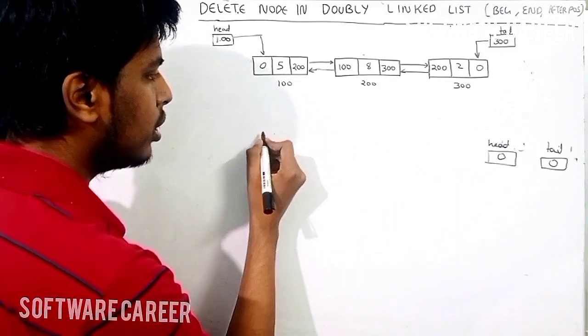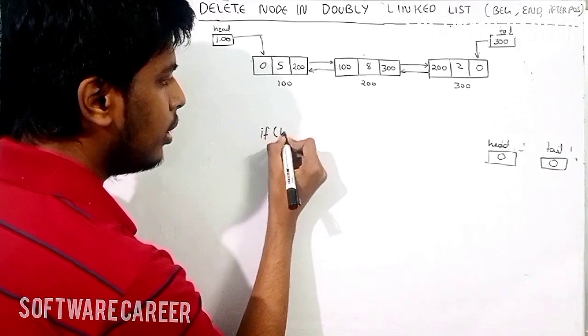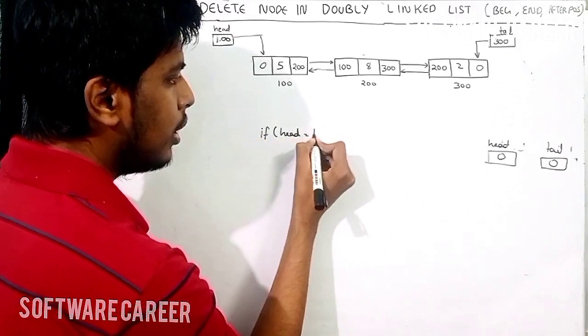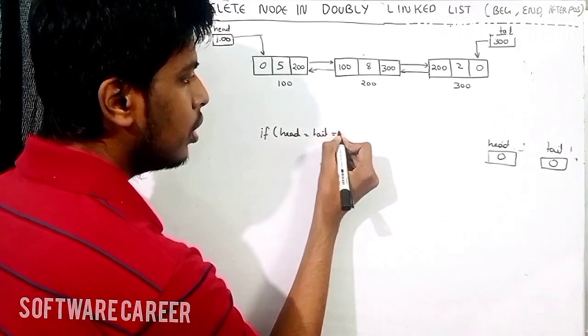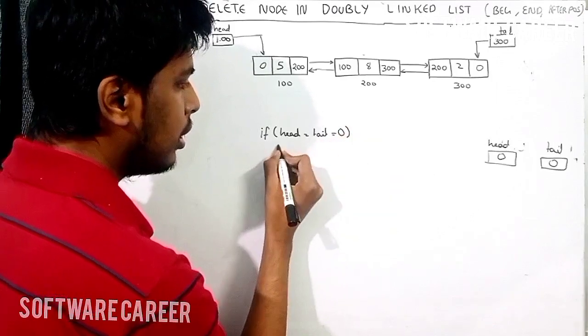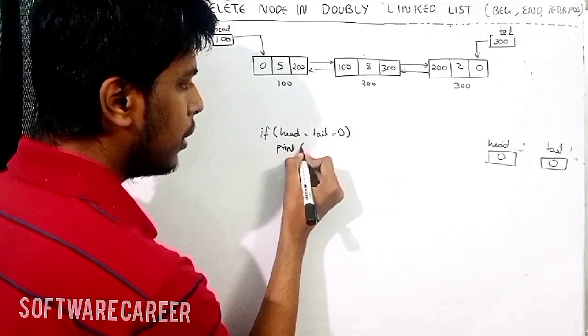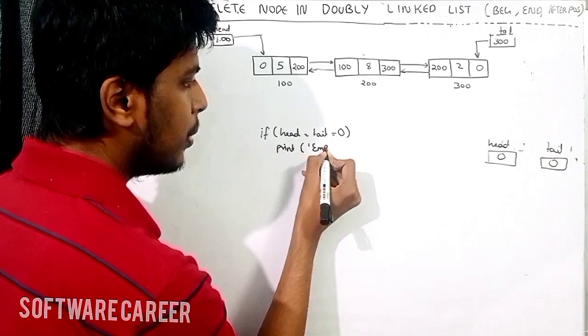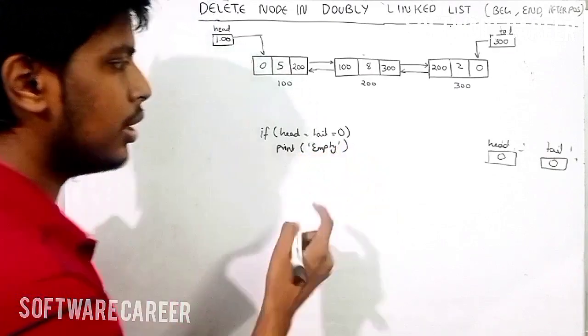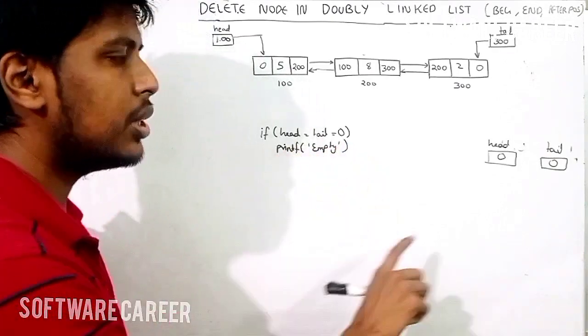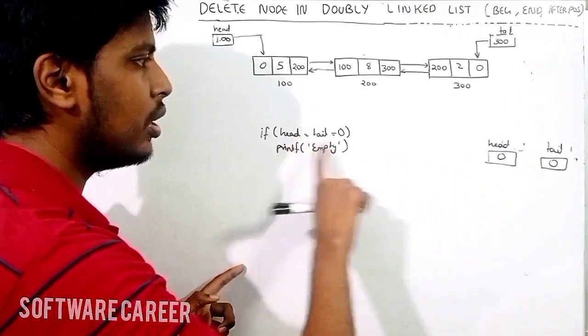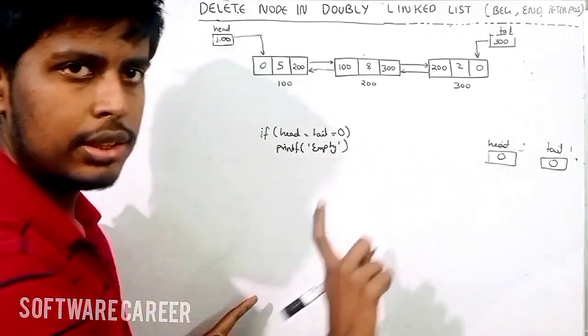So I am writing the code here. If head equals tail equals 0, then print linked list is empty. Printf empty. This is the case. Now I have written the condition for when the linked list is empty.